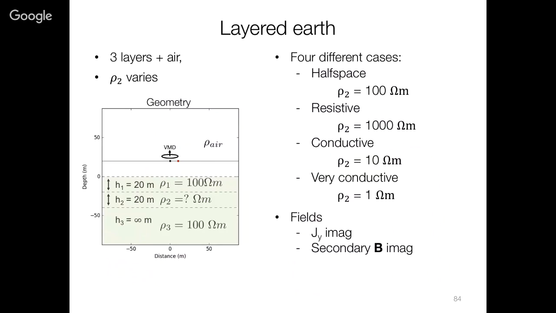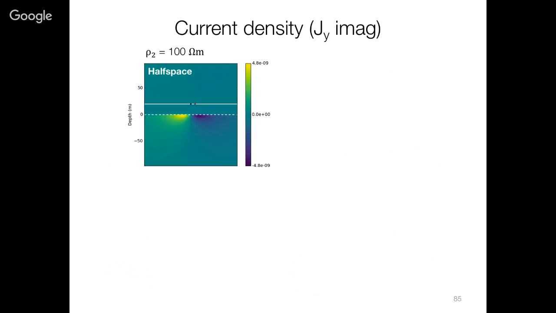Now let's go for a layered Earth. So again, we've got the same kind of setup that we had before. We've got a uniform half space, and we've got a layer in there that could be either quite resistive or conductive. So we already now know kind of what to expect. If we just have a uniform Earth, then those are our currents.